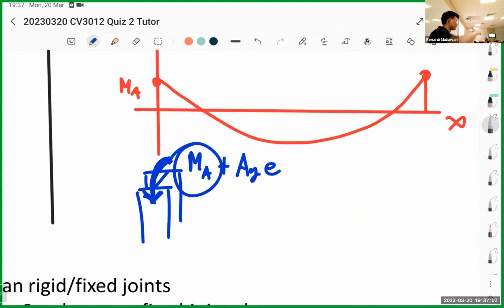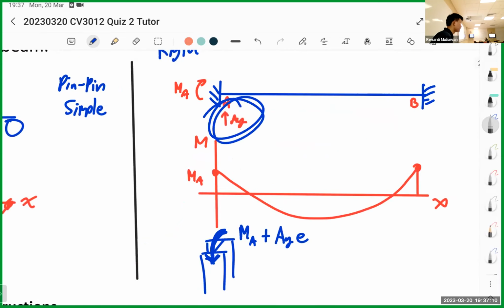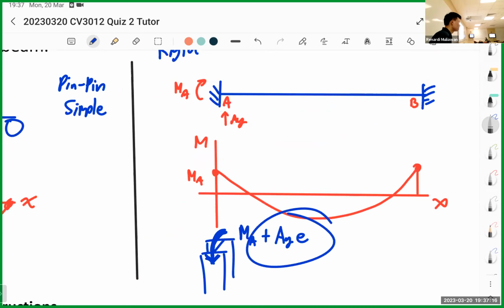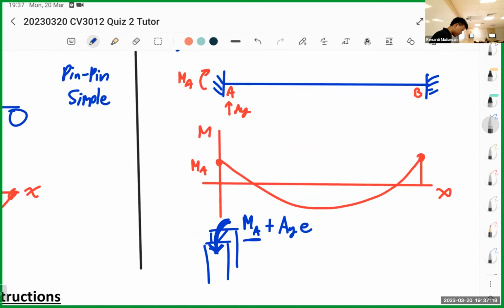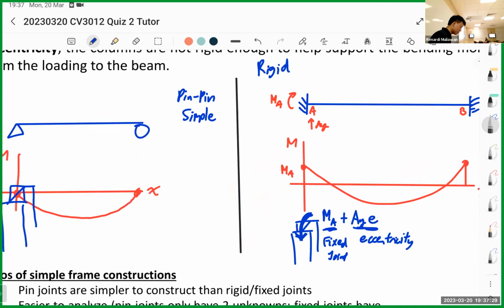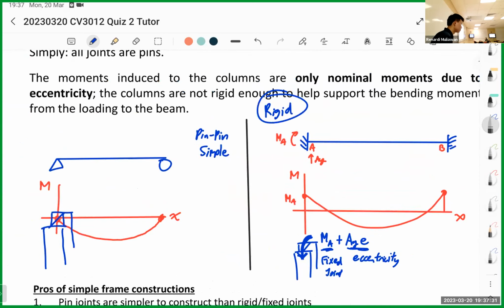One is from the transfer: the beam has this moment, it is transferred to the column, so that's MA. And secondly, your beam has a reaction AY. AY is not located exactly at the center, so we also have AY times E. This one is because of the fixed joint. This one is because of the eccentricity. But don't worry, this is only for rigid construction.